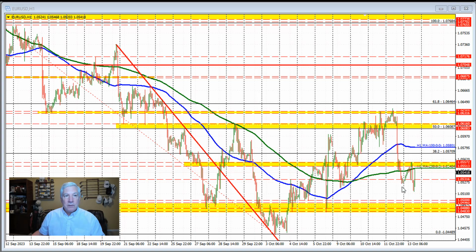Yesterday, the euro versus US dollar moved sharply to the downside, with the dollar moving higher after yields moved higher, and after the CPI data and a horrible 30-year auction that pushed the price below technical levels, including the 100-hour moving average. That's the blue line in this chart, and then the 200-hour moving average. That's the green line in this chart.